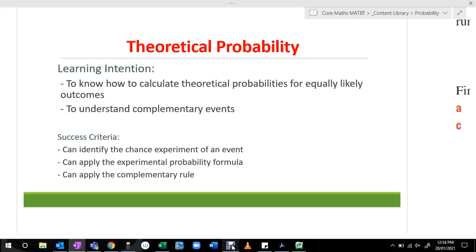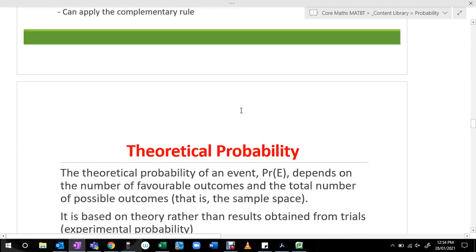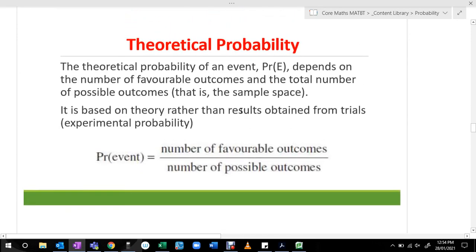And as a success criteria, we're going to try and identify the chance experiment of an event occurring and applying experimental as well, which we've done previously, and then apply it to a complementary rule. Okay, let's move on. So think of a theoretical probability as something where you've already gotten the results of something, and you try to actually come up with the probability of it. So someone's already done the thing, and you're looking at the numbers and trying to come up with your own probability for it.